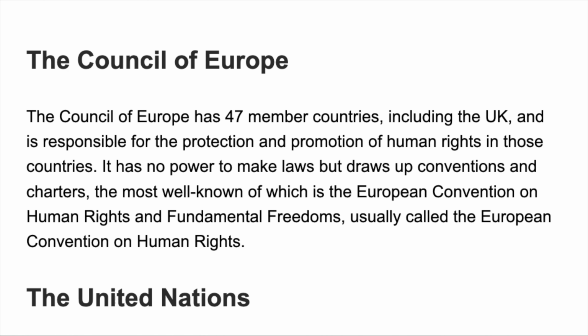The Council of Europe. The Council of Europe has 47 member countries, including the UK, and is responsible for the protection and promotion of human rights in those countries. It has no power to make laws, but draws up conventions and charters, the most well-known of which is the European Convention on Human Rights and Fundamental Freedoms, usually called the European Convention on Human Rights.